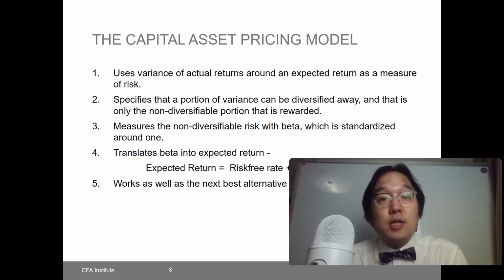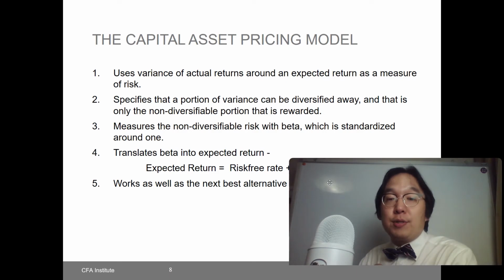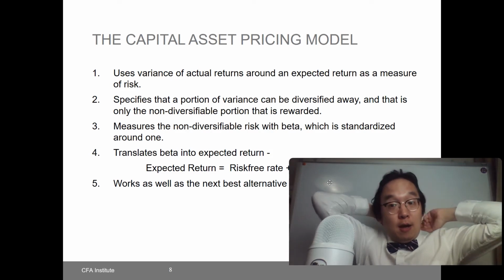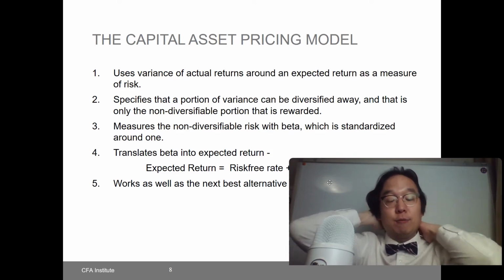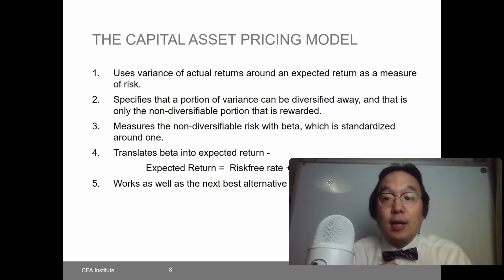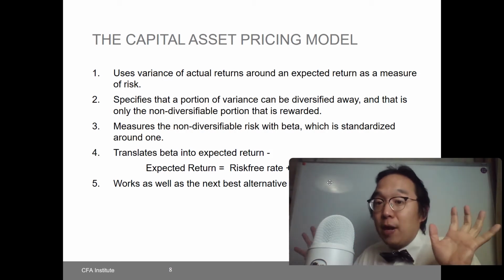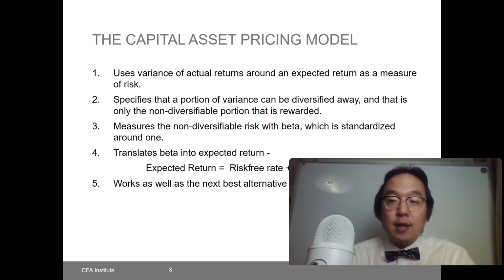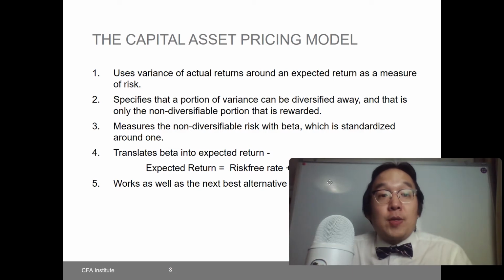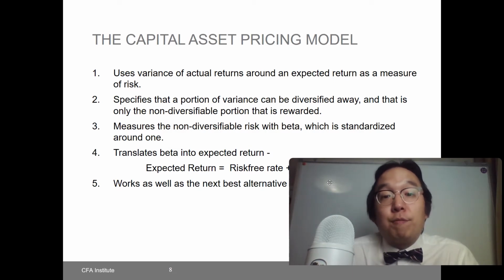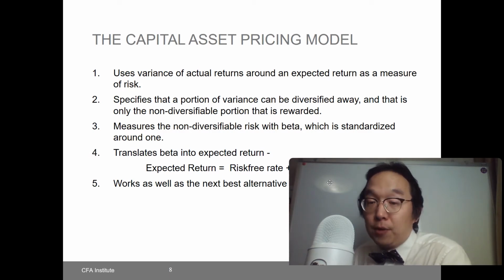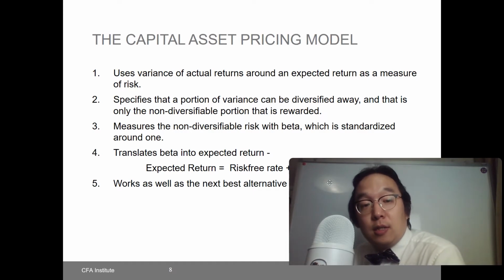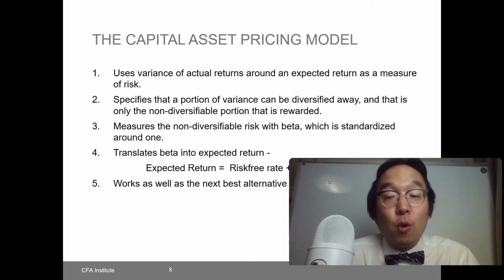It uses the variance of actual returns around an expected return as a measure of risk. It's a mean-variance world. Mean variance, that's the terminology you want to use. The expected return is the mean, and the variance is the risk of this asset. It specifies a portion of variance that can be diversified away. Only the non-diversifiable portion is rewarded.